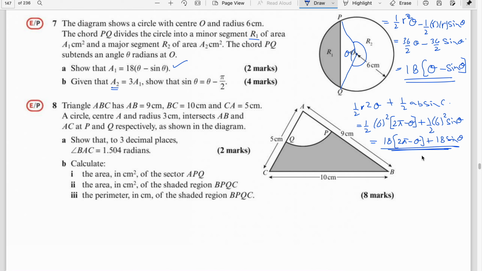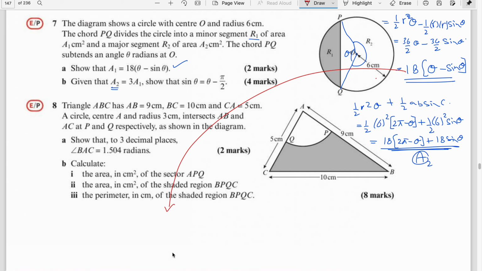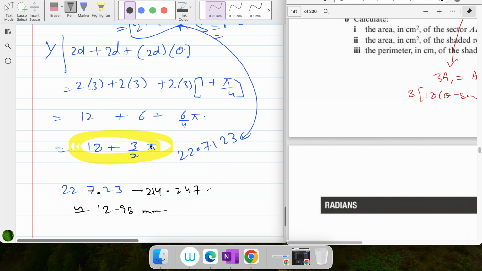So this is the area of A2, which is 3 times area of A1. So when we bring this out, this is A1, 3 times A1 is equal to A2. Now 3 times 18 times theta minus sine theta. On the other side, we have 18 times 2 pi minus theta plus 18 sine theta, and we have to make sine theta the subject of the formula. So let's simplify. I think I need more writing space.